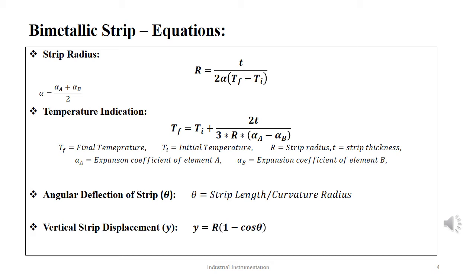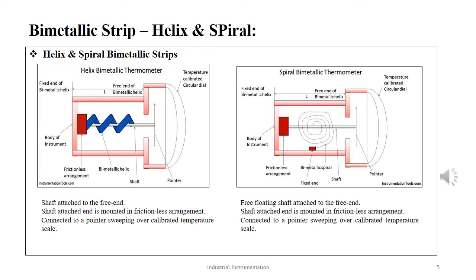The angular deflection that is experienced by the bimetallic strip is given as theta equal to strip length by the curvature of the radius. And finally we have the vertical strip displacement given as y. The corresponding vertical displacement from the base of the strip is given as y equal to r into (1 minus cos theta). Here we see both the helix type and the spiral type bimetallic strips. In both the cases we see that a shaft is attached to the free end and the shaft is further attached to a pointer arrangement which is calibrated on a temperature scale.